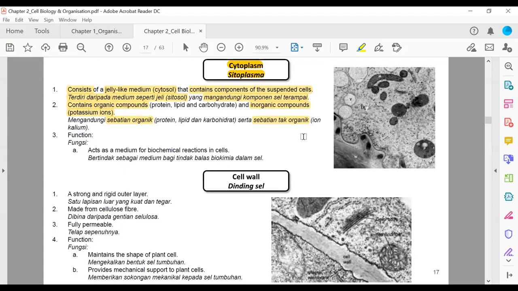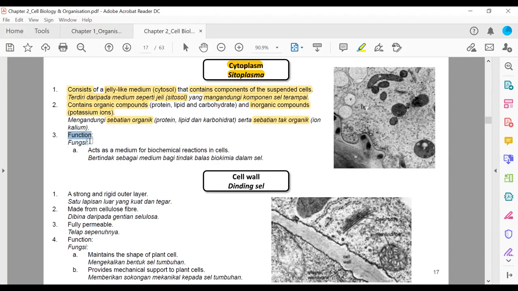Kalau bahan-bahan organik seperti protein, lipid, and carbohydrate. So these are found inside the cytoplasm. Alright, that means cytoplasm has nutrients, ada nutrient untuk kegunaan sel.